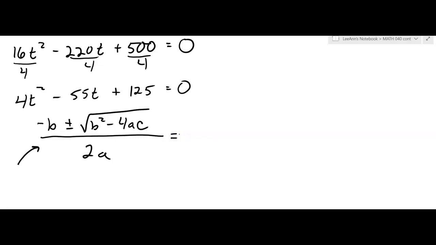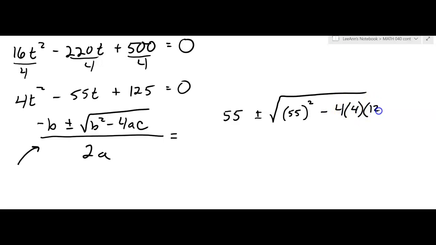Okay, so the opposite of b, the opposite of negative 55 is going to be 55 plus or minus, and then you're going to have 55 squared minus 4 times a, which was 4, times c, which is 125. And then this whole thing is over 2 times 4.